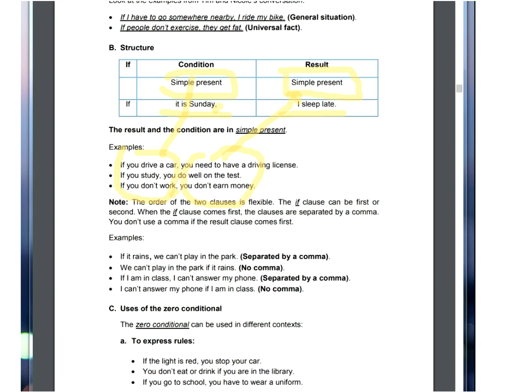Very important information. If I have "if" at the beginning, I separate with a comma. But when the "if" is in the middle, no comma is necessary. Another example. If I am in class, comma, I can't answer my phone. Or I can answer my phone if I am in class. No comma. Alright?